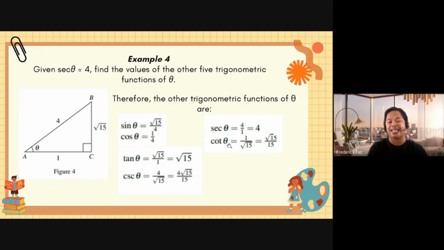For cotangent theta, we need to take the reciprocal of square root of 15 over 1, and we have 1 over square root of 15. So, same process po, when we rationalize the denominator, we need to multiply square root of 15 for both numerator and denominator. So we have 1 times square root of 15 is square root of 15. And then, same with the process we do in this value po. So, the value of cotangent theta is square root of 15 over 15 po.